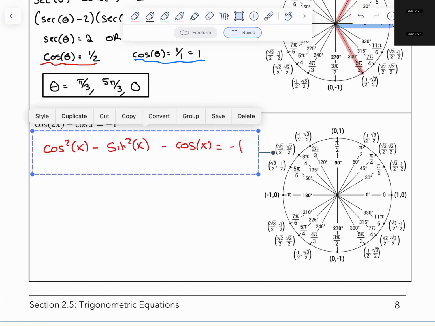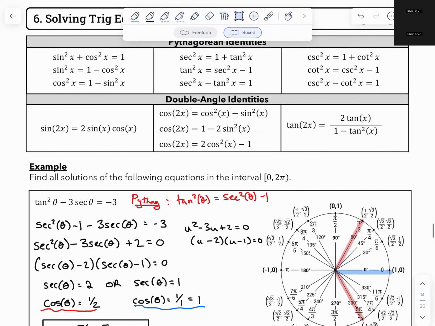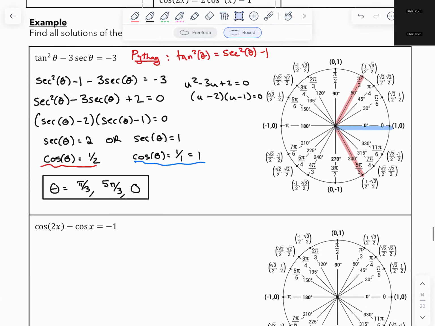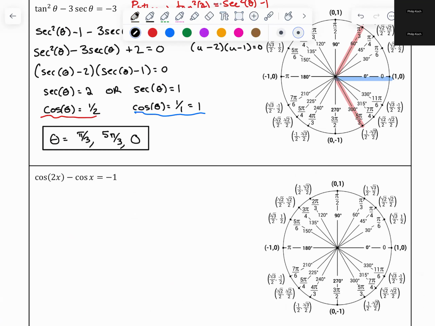The good news is that cosine of 2x has 3 different formulations. Which one should we use? Number 1, number 2, or number 3? Number 3, because that one purely deals with cosines. So we're going to convert the cosine 2x into 2 cosine squared of x minus 1, minus cosine of x equals -1. I'm going to put what I converted the 2x to into parentheses.